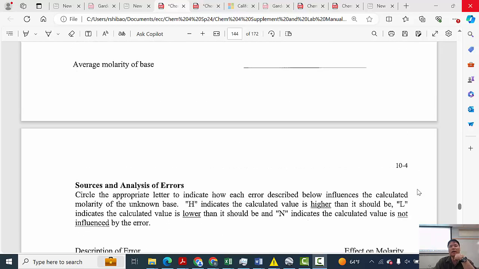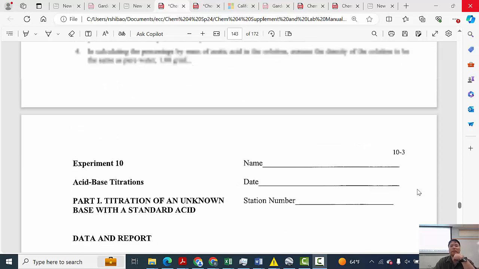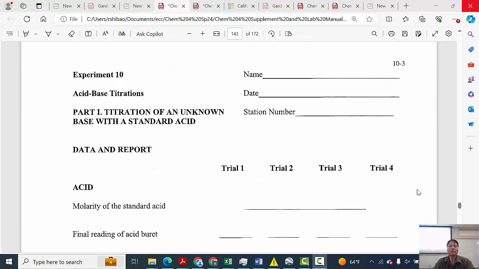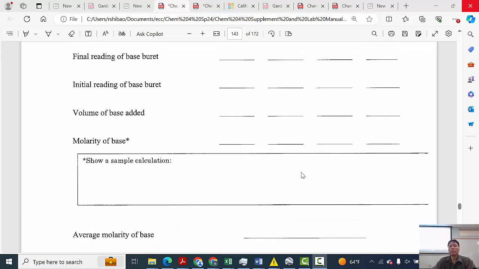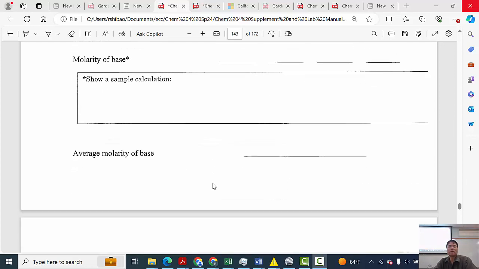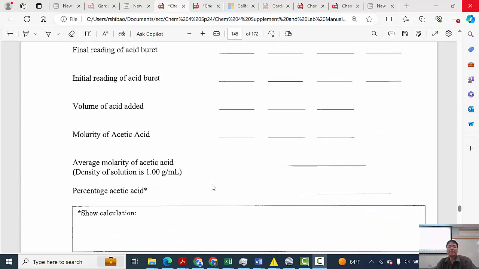All right, for us, the most convenient way of expressing the composition of a solution is by molarity. But molarities aren't normally shown on ingredient bottles. What's normally shown is percent composition by mass. And so that's what they want here, the percentage acetic acid by mass.